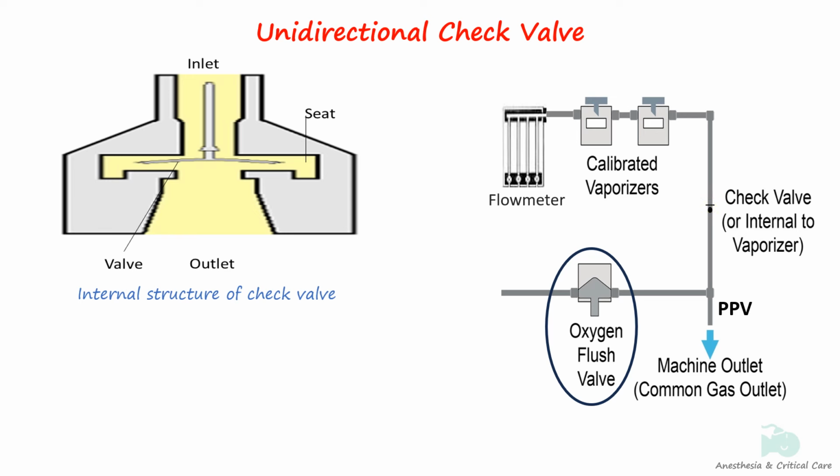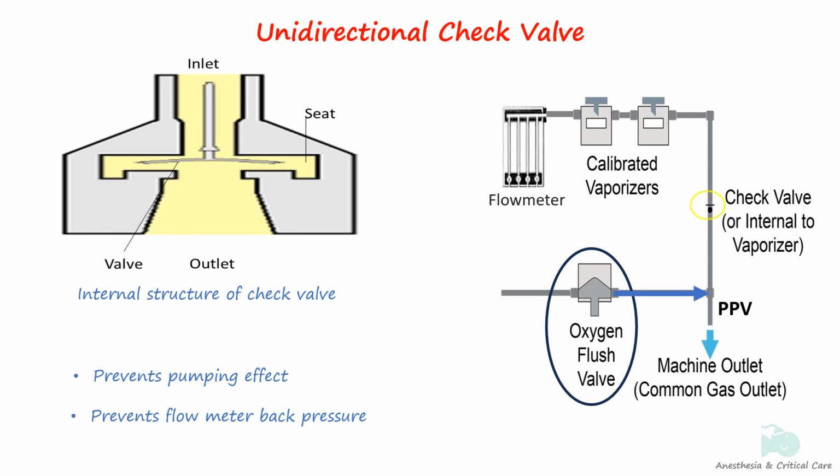Positive pressure ventilation and the use of oxygen flush can cause backflow of the gas to the vaporizers and flow meters. This backflow can cause pumping effect and, if not prevented, could cause increased vaporizer output. Pressure increase can also cause inaccurate flow indicator readings. The purpose of the outlet check valve is to prevent reverse gas flow.